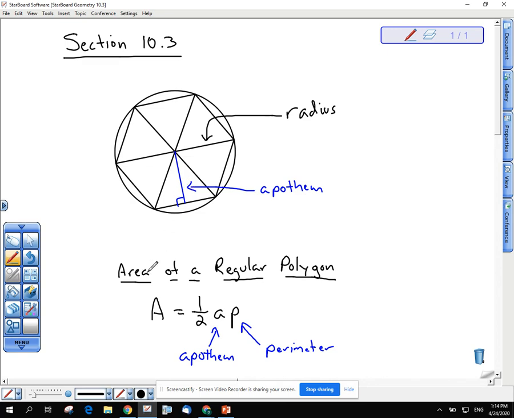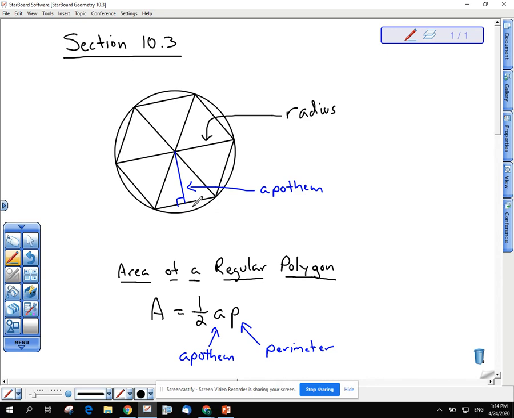And in the area formula, as we get down to here, the area of a regular polygon is 1/2 apothem times perimeter. Now again, we already know what a perimeter is. It's just the distance around. We'll need to be able to calculate that. And then the apothem is this length right here. We'll have to be given it, or we'll have to be given a method for calculating it.